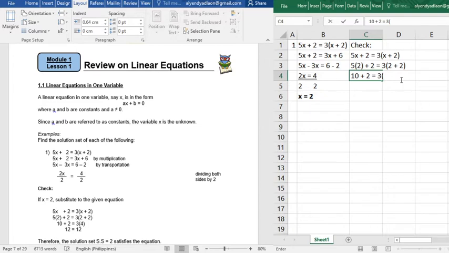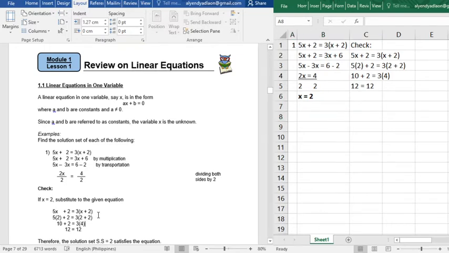As I've said, you must first solve for those that are inside the parentheses. So 2 plus 2, that is 4. 10 plus 2, that is 12. Well, 3 times 4, that is also 12. And so therefore, since this is balanced, this statement is true, and so therefore 2 is our solution set. Okay, 2 satisfied our equation.